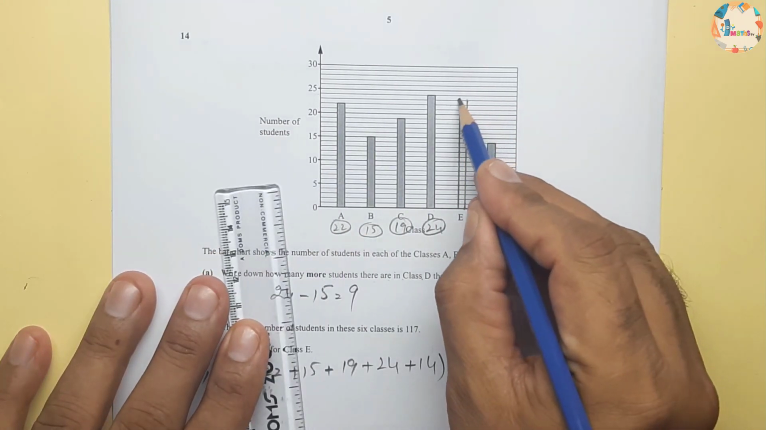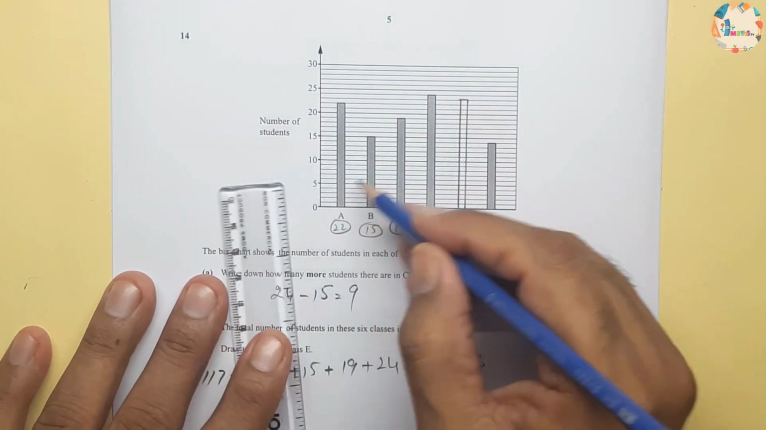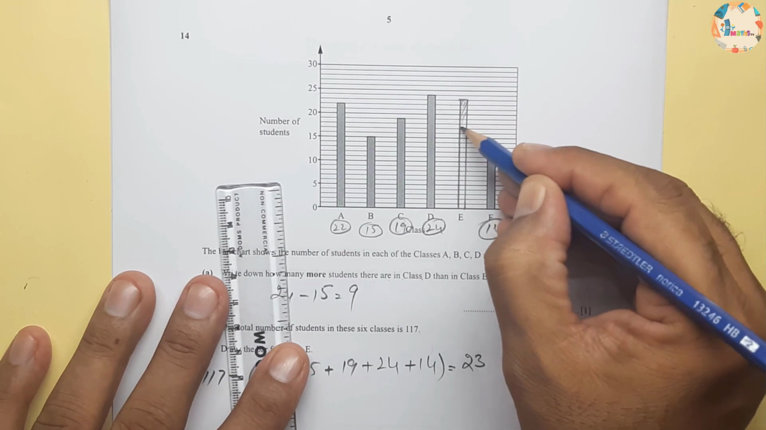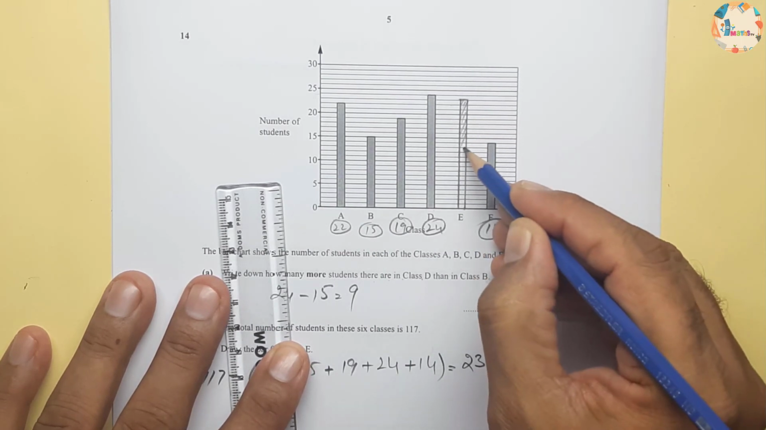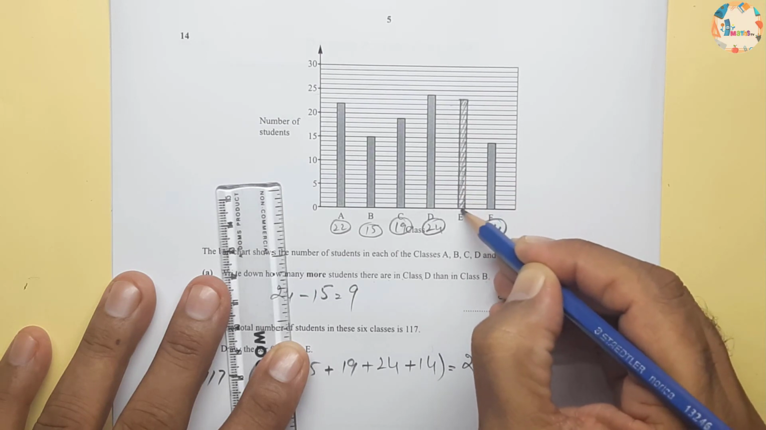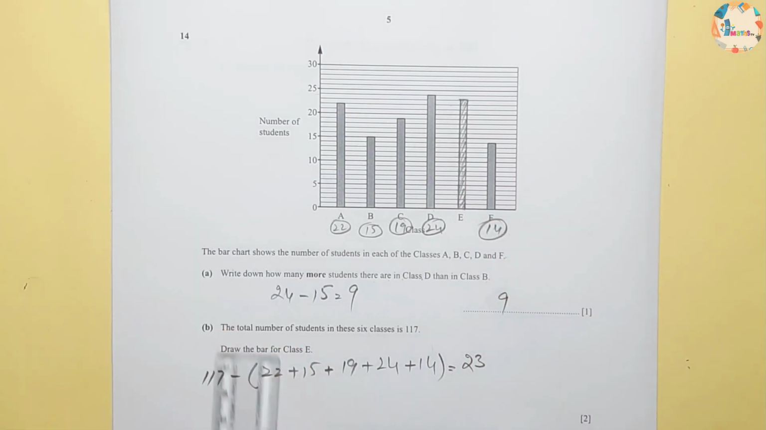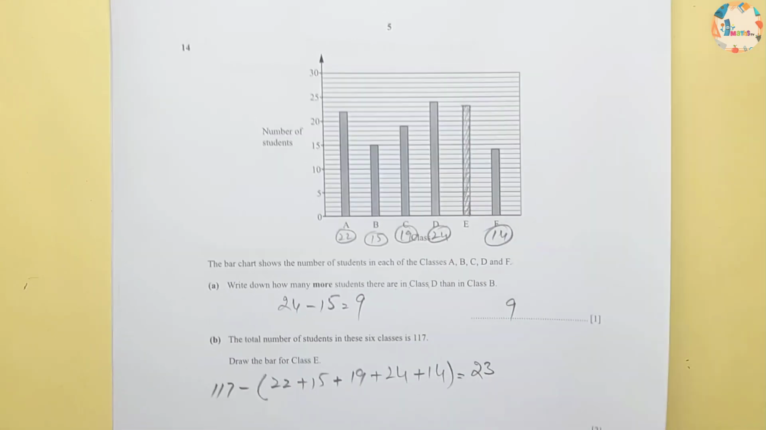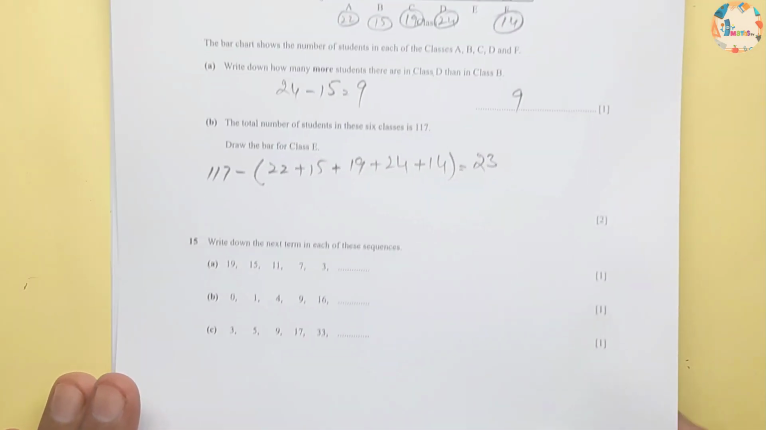Accurately you will have to draw, you will have to keep width according to these, and you can shade it also like this one. And you will have to do neat and clean work so that the examiner will not be annoyed. Then write down the next term in each of these sequences.